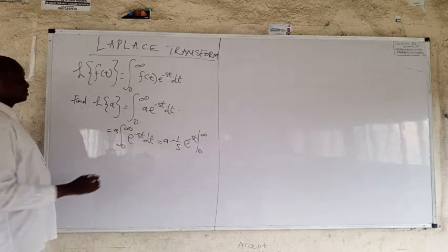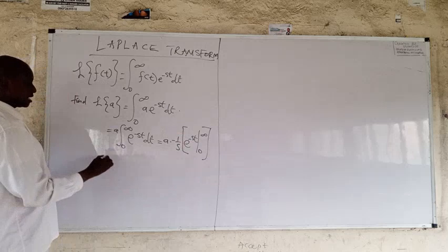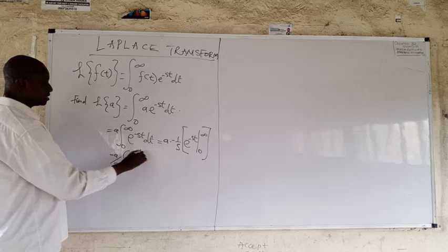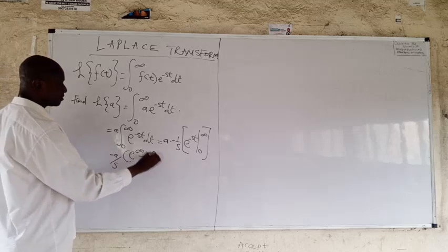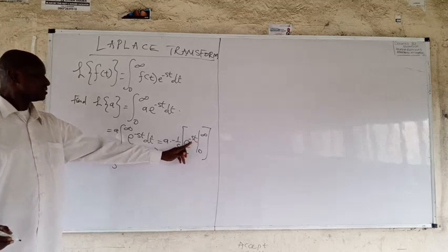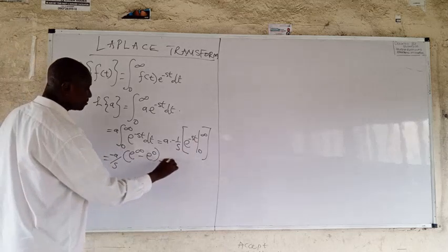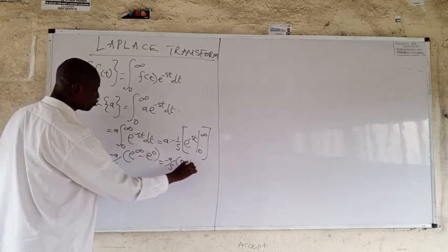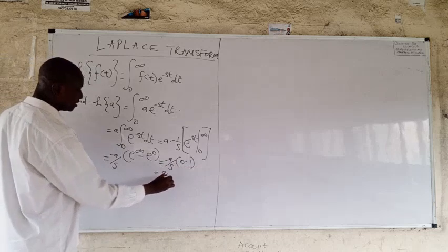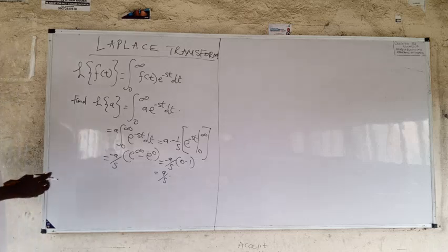When this is done, we introduce the definite limits, and that gives us minus a over s times exponent of infinity minus exponent 0, as infinity replaces t and also affects s, and 0 replaces t and also affects s. So as a definite integral, we have minus a divided by s, bracket 0 minus 1. When expanded, you have a over s. This is often found in the Laplace table.